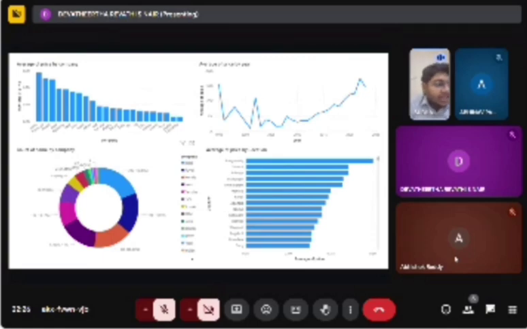The third chart is a donut chart, which is showing the count of name by company. So Bajaj, Royal Enfield, Honda, etc. These companies dominate the listings.